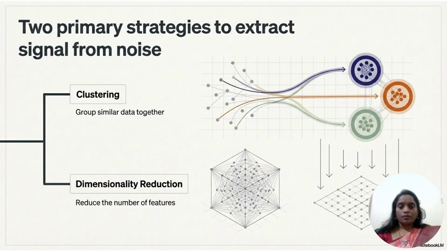Clustering. The two primary strategies to extract the signal from noise are clustering and dimensionality reduction. We'll discuss clustering initially. Clustering is the process of dividing data into groups called clusters. The data points within the same cluster are similar, whereas the data points in different clusters are dissimilar. Clustering is widely used in customer segmentation, image segmentation, document organization, and bioinformatics.